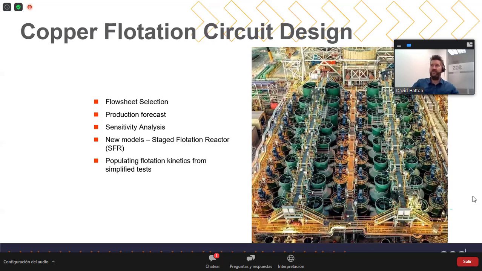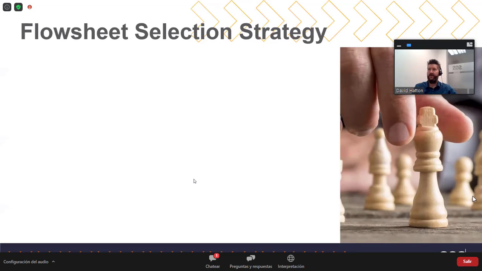As I mentioned before, a number of challenges on this flotation circuit, not least of which it was these new SFR cells, as you can see there. So I'm going to go into the various parts that we dealt with. The first part was the selection of the flow sheet. How are we going to do this? What flotation circuit is going to give us the best performance? And how do we determine best performance?